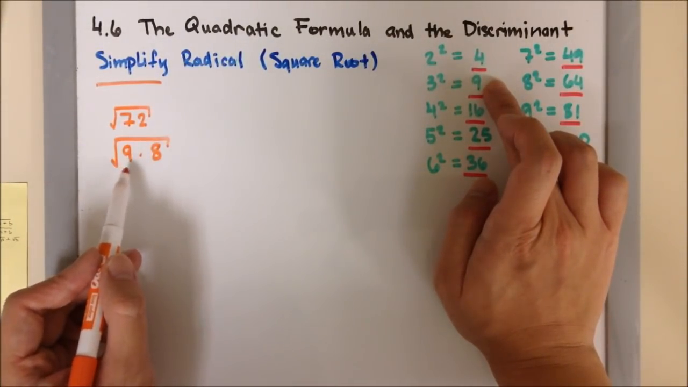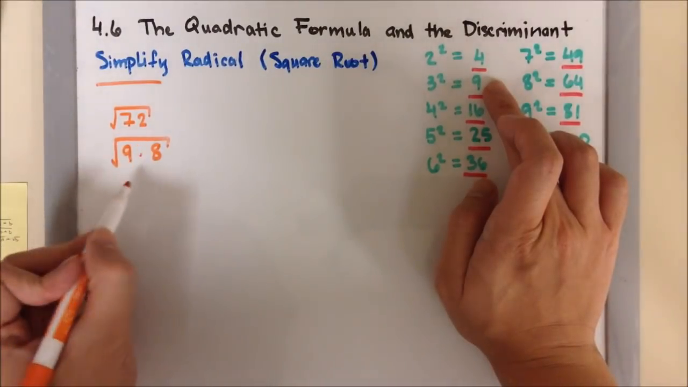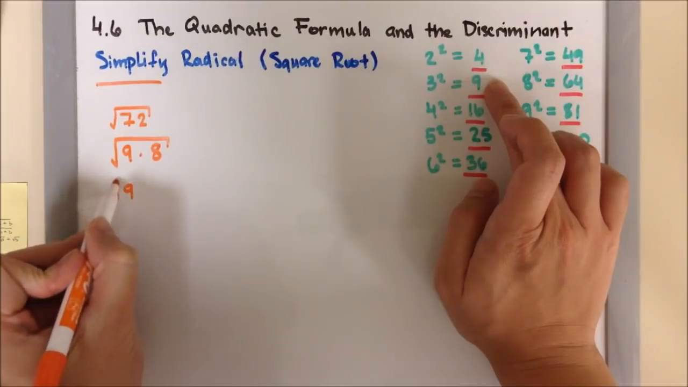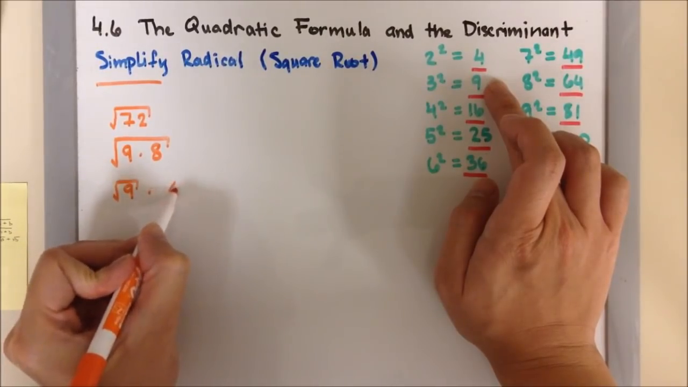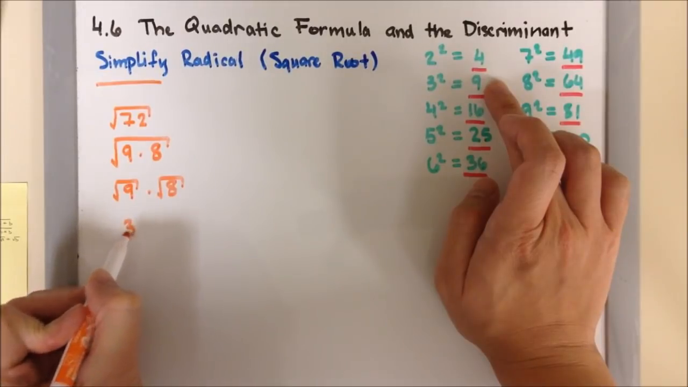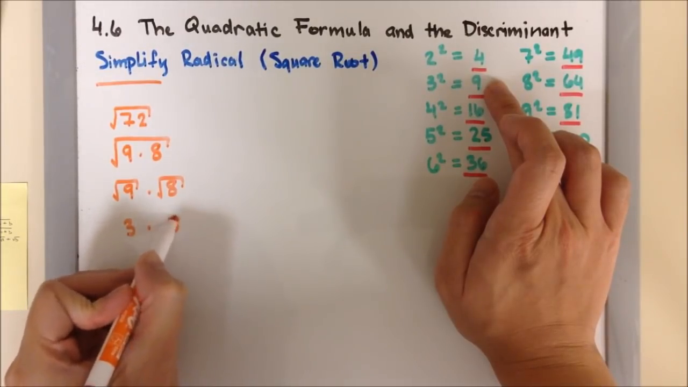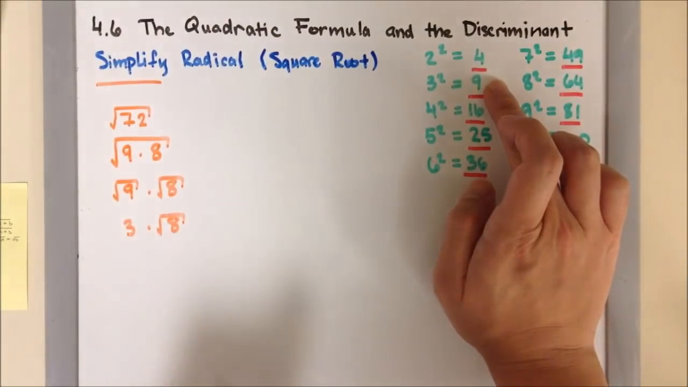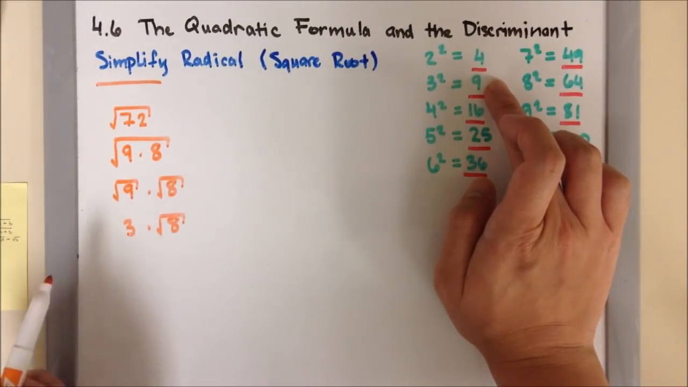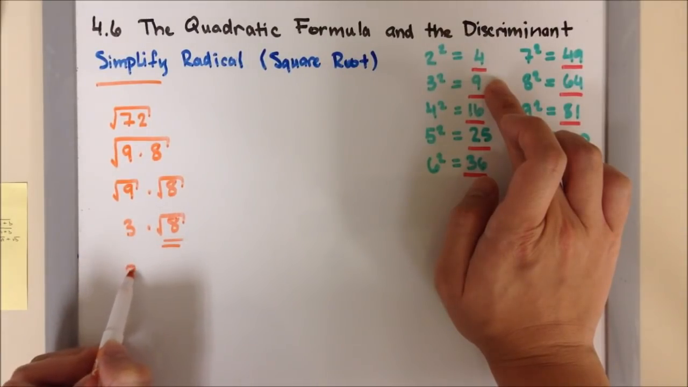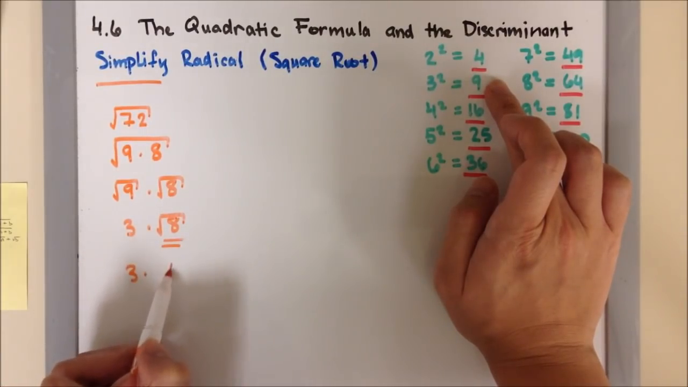Since I broke it down and one of them is a perfect square number, I'm going to write it as 2 separate square roots. So the square root of 9 times the square root of 8. The square root of 9 will become 3. I bring down the square root of 8. Now, this part right here is the exact same as the last example. I can still break this down. So I'm going to break 8 into 4 times 2.